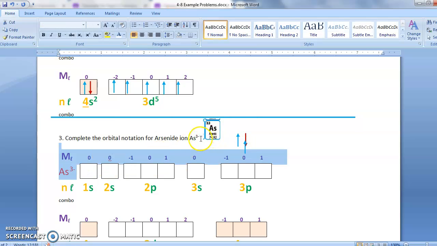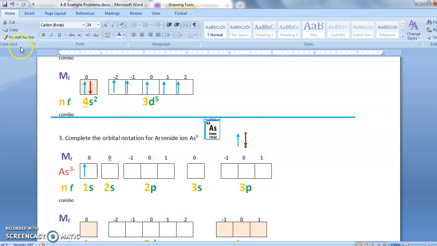First 2 are going to go into the 1s according to Aufbau. So there goes 1 into the 1s. And here goes our next one into the 1s. And now the 1s is full with 2. Which means, according to Aufbau, we can now move on and begin filling up the 2s. Here we go. We're going to start filling up the 2s with electrons. And it is now full.